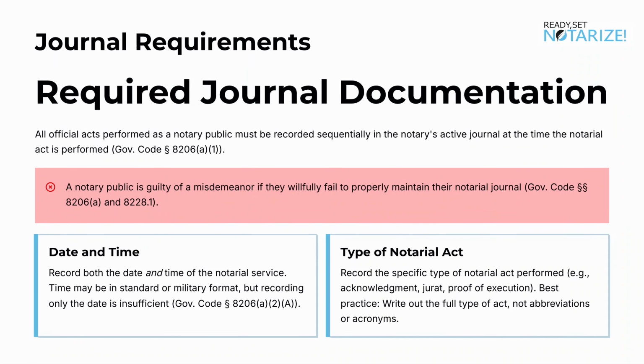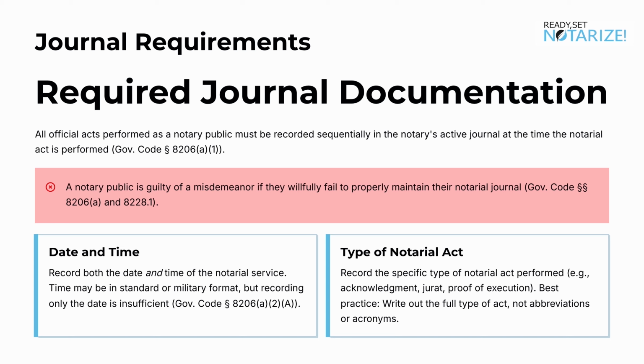C. Recording journal entry: all official acts performed as a notary public must be recorded sequentially in the notary public's active journal at the time the notarial act is performed. California Government Code, Section 8206(a)(1). A notary public is guilty of a misdemeanor if the notary public willfully fails to properly maintain his or her notarial journal. California Government Code, Sections 8206(a) and 8228.1.